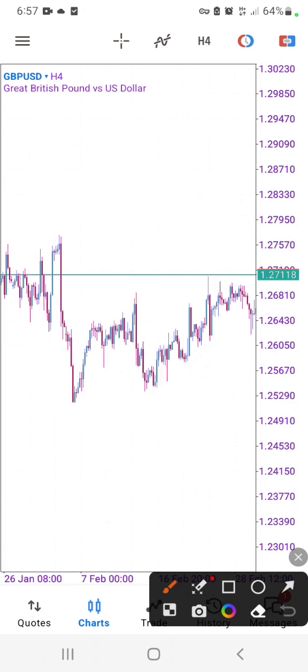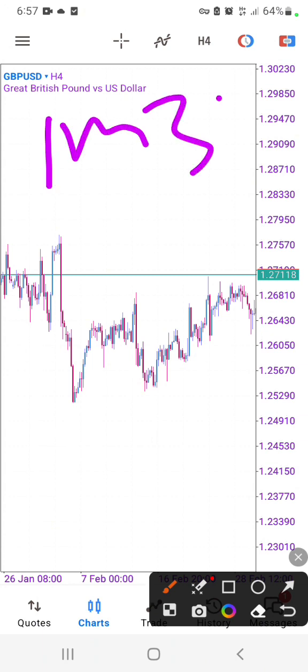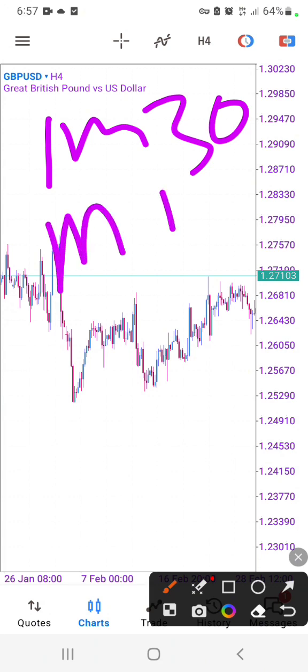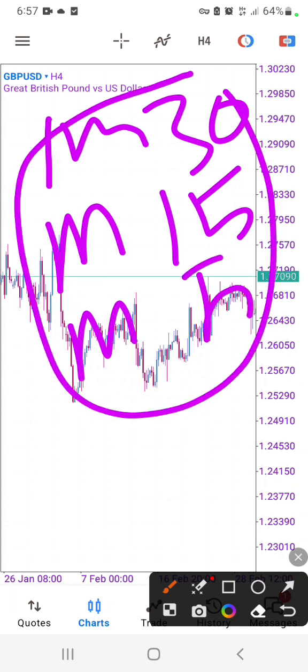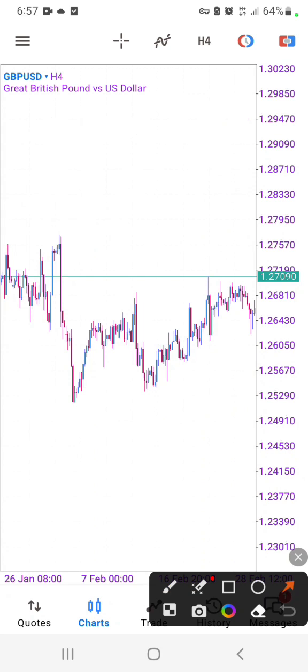So after identifying the direction of the market, we have to drop down to the low time frame. In the low time frame, we're going to be using M30, minute 30, and then minute 15, or we can use M5. These are the low time frames, and they are going to be helping us to find the pattern in the market, so that we can use this strategy. This strategy is moving with the pattern which I'm going to be showing you. Are you getting the point?